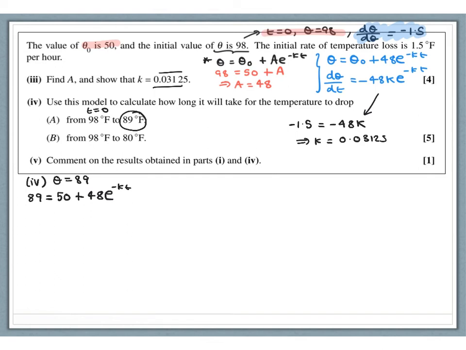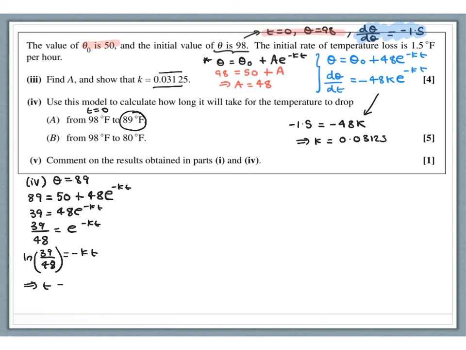So let's rearrange this. So what do we have? We have 39 equals 48 e to the negative kt. 39 over 48 equals e to the negative kt. And taking the natural log of both sides will allow me to calculate negative kt.